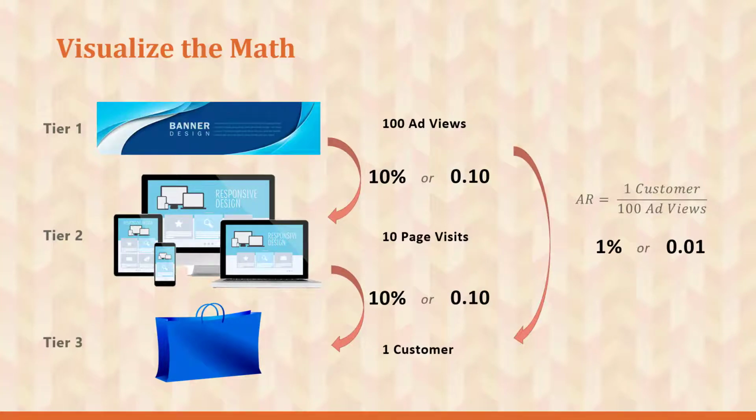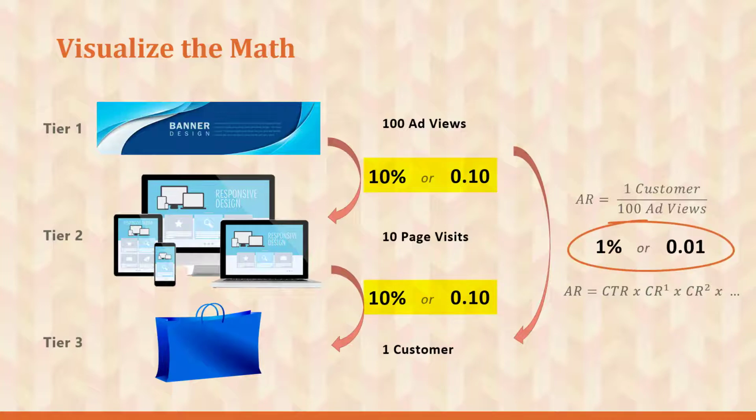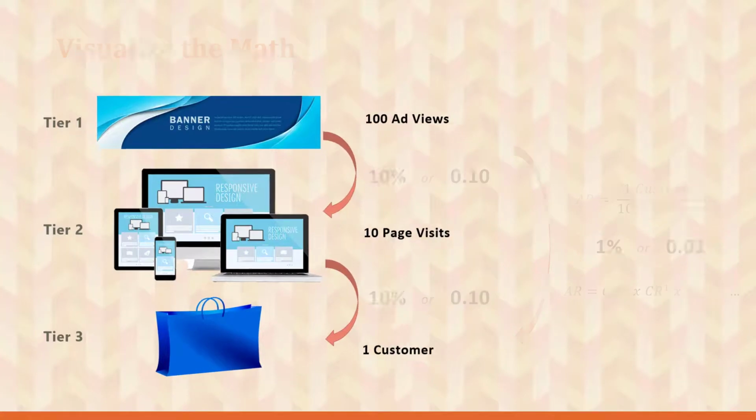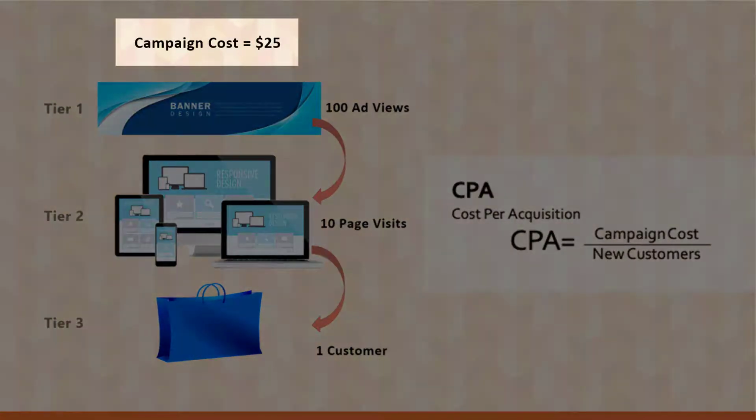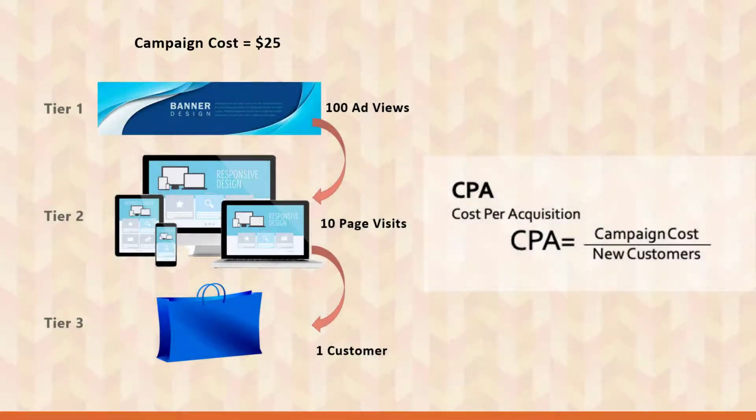Another way to do this, if you like options, is to multiply all of the conversions by one another. In this case, 10%, which is 0.1, times 10%, another 0.1, also yields 1% or 0.01. Let's say the advertising campaign we ran to enact this funnel costs $25. Our cost per acquisition, which is the second time we're seeing CPA stand for something in this presentation.